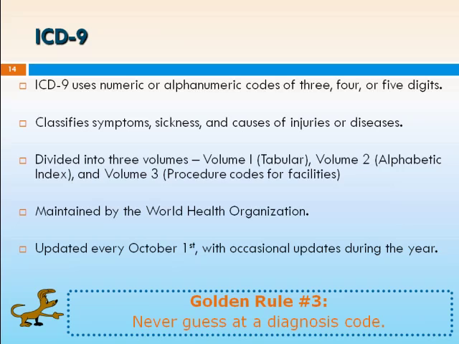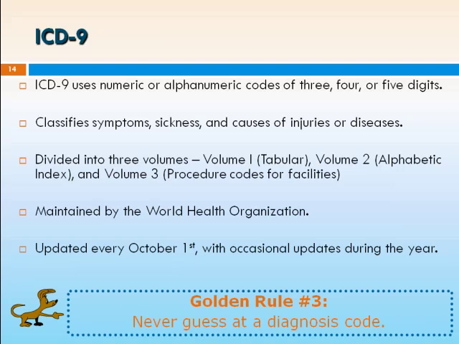The second volume of ICD-9, which if you actually look at the ICD-9 manual, comes first, is the alphabetic index of conditions. And then volume 3 is really for more facility coding, and it includes procedure codes. Physician coders typically won't use volume 3, and we're not going to go into a lot of detail about that volume today. But when you're choosing a diagnosis code, you want to make sure you're always using volume 1 and volume 2 before you select a diagnosis code to put on your claim.